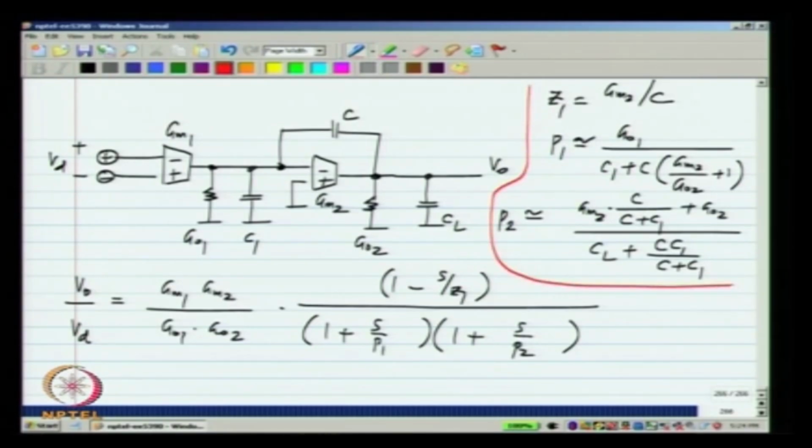So, we know all of these things. We have to find this for our transistor level op amp. So, the first thing we need to do is to simply identify the values of these different components C1, CL and C that we already know, GO1, GO2, etc.